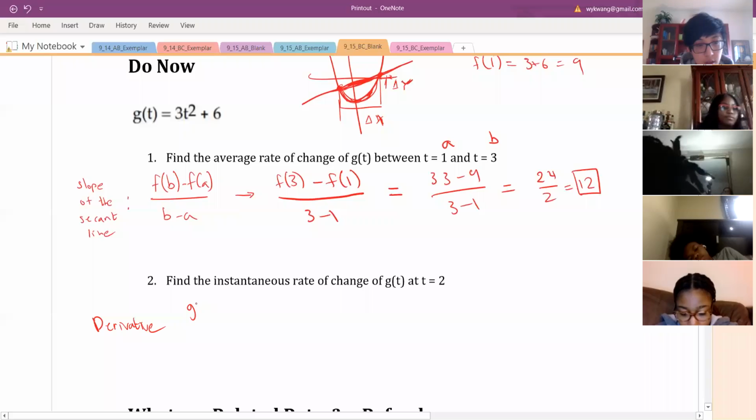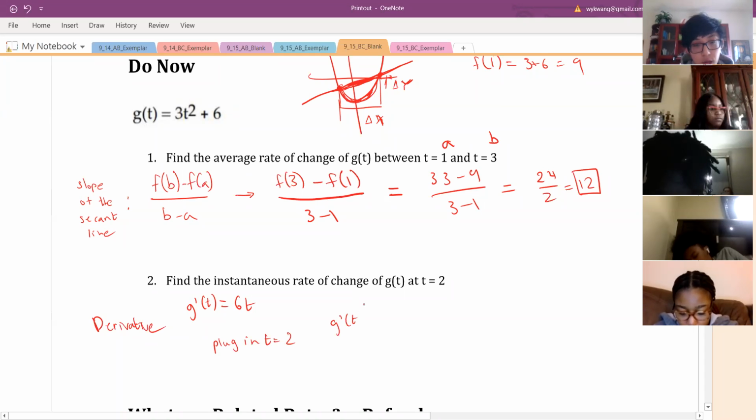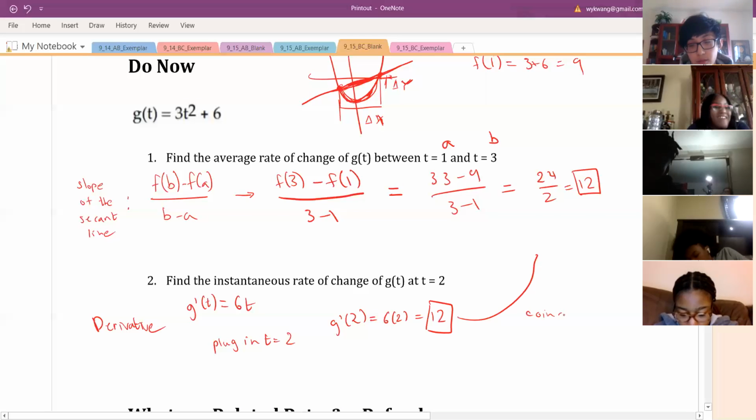Instantaneous rate of change is g prime of t. For g prime of t, we can just use the power rule: for 3t squared it is 6t, and the power rule for 6 is 0, so we're not going to include anything. So g prime of t is simply 6t. We're going to plug in t equals 2. So g prime of 2 is equal to 6 times 2, which is 12. This is totally a coincidence that both of our answers were 12, but they happen to be 12, so that is great.